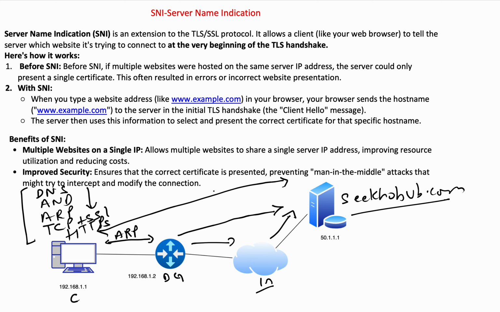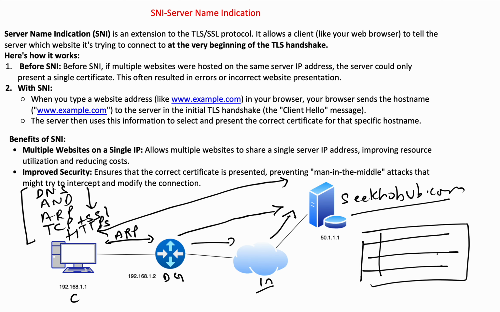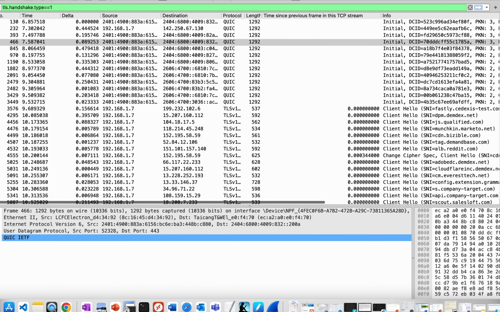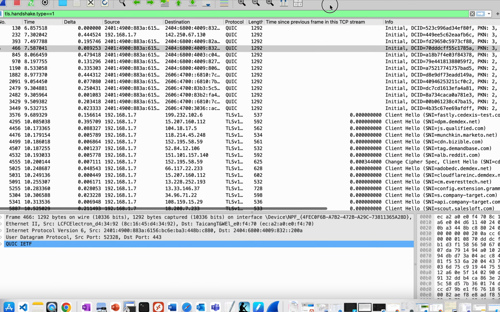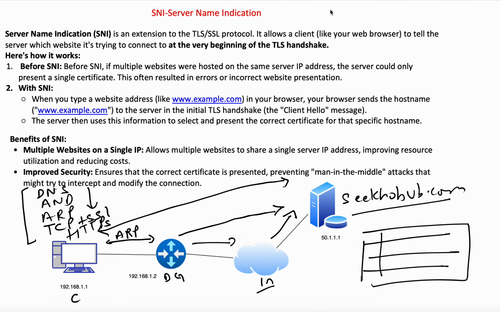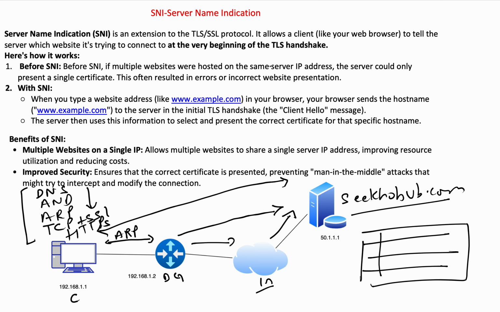what the interviewer is going to be asking you is, if you have a packet capture right here, something like this, how would you check from the packet capture what website or what URL you are trying to connect to, correct?